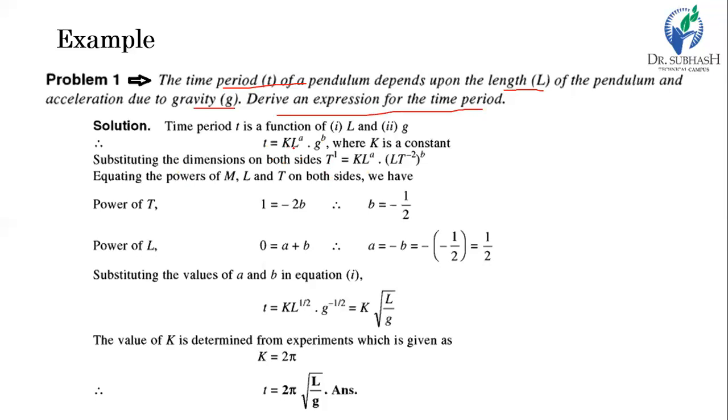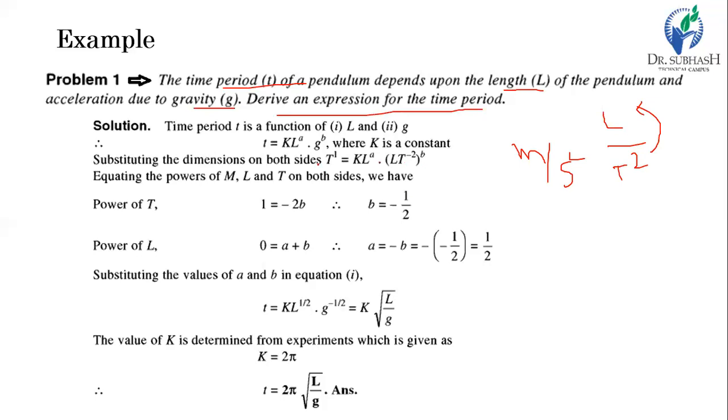L has the fundamental dimension of length, L, so we keep it as it is. But g is meter per second square. The meter stands for L and time stands for T, so L T squared, but it's in the denominator. If we push it into the numerator, it will be a negative power. So it will be L T to the minus 2, raised to b.